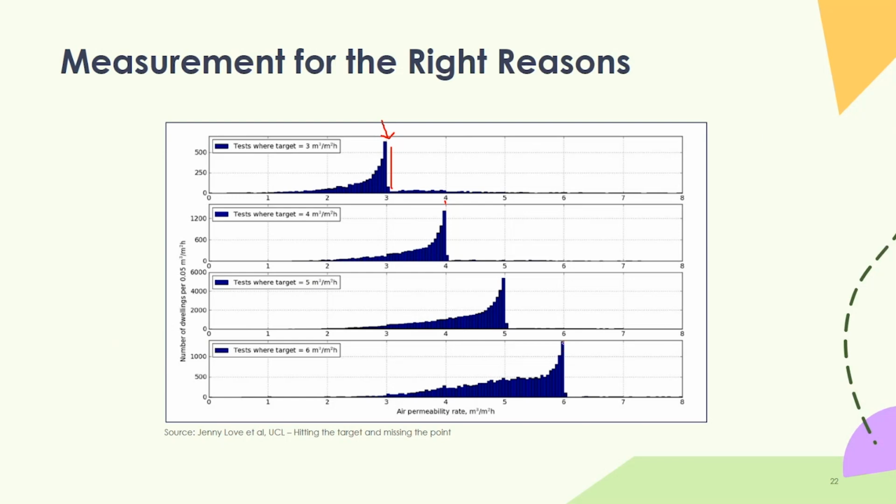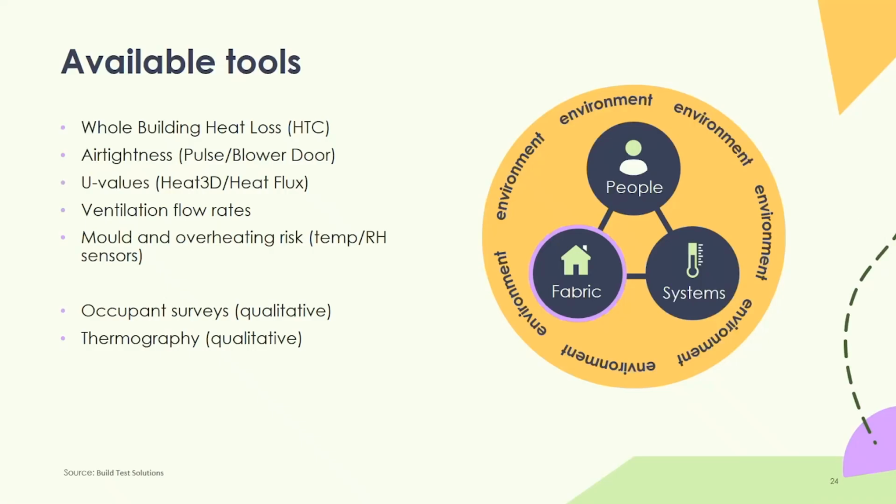It's about measuring, appreciating the nuance of every building, and then developing retrofit strategies accordingly. But just to elaborate a bit more on some of the available tools. So yeah, we've talked a lot about whole building heat loss, measuring HTCs, and measuring airtightness with both pulse and blower door techniques. We've got techniques around measuring U values.